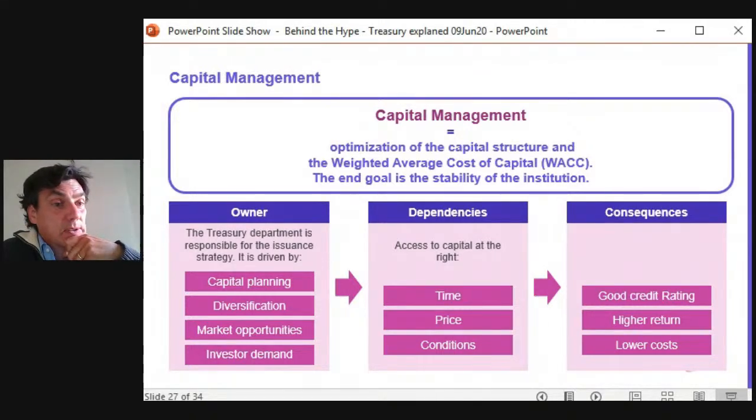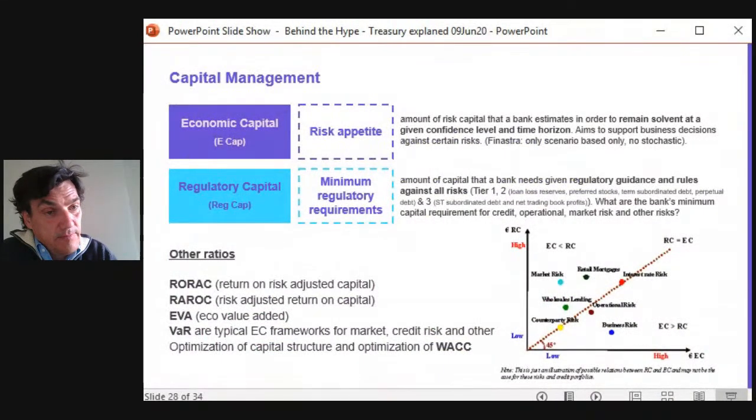And the loop of this cycle is the better you can fund, the better you can assess the cost of your capital, the better your credit rating is. So the better you are seen and trusted by the markets, the higher the returns, and the better you can fund yourself, and the lower are your costs. So it's really a virtuous cycle that you have here, and the Treasury is at the heart of it. So that's very interesting.